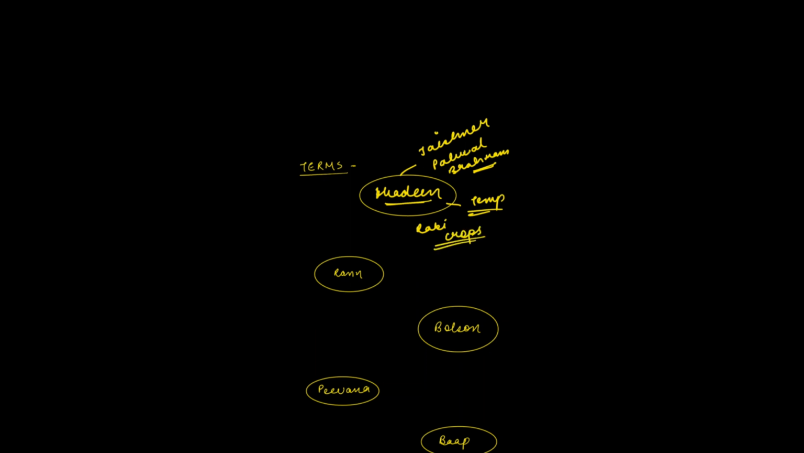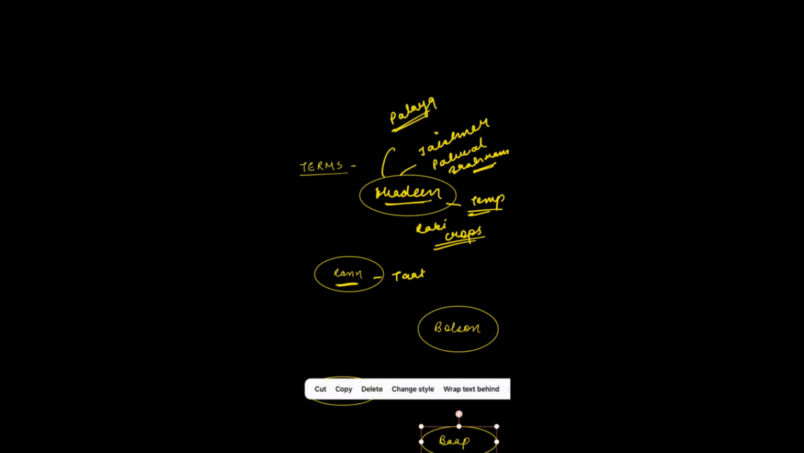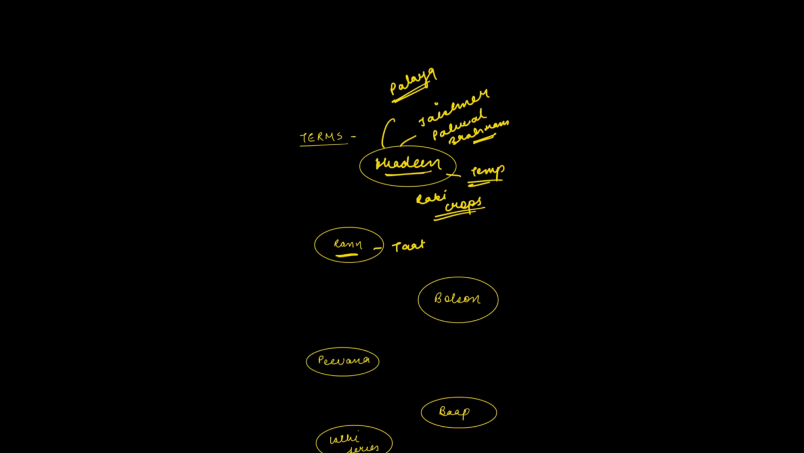Then we have the second term as run. It is also known as start, and Khadeen is also known as palaya. Run are marshy, saline and infertile land present in desert, and these are basically found in Jaisalmer along with Badmer.